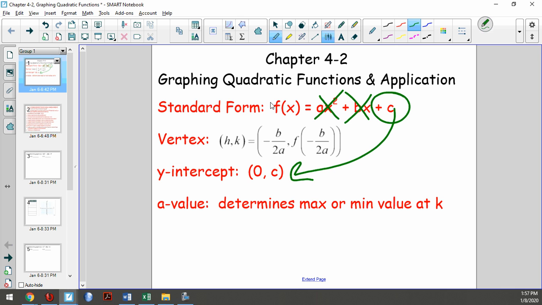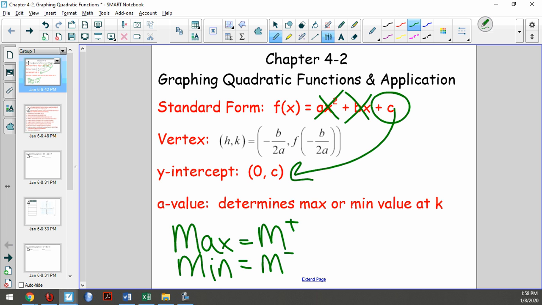Then you're going to find your h and you're going to find your k just like we did yesterday. Your a value still determines if you are going to have a maximum or minimum. How do we denote maximum? Maximum is going to be written as M with a plus sign, and minimum is denoted as M with a negative sign. If your a value is positive, it opens up and you have a minimum. If your a value is negative, it opens down and it has a maximum. Do we all understand that? Now, we are going to go straight to how do we do this?